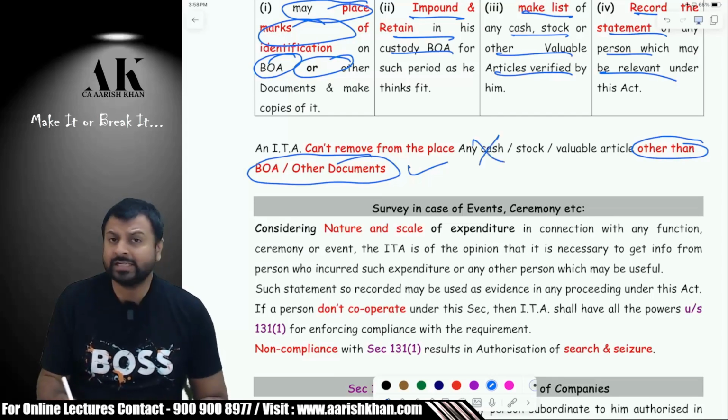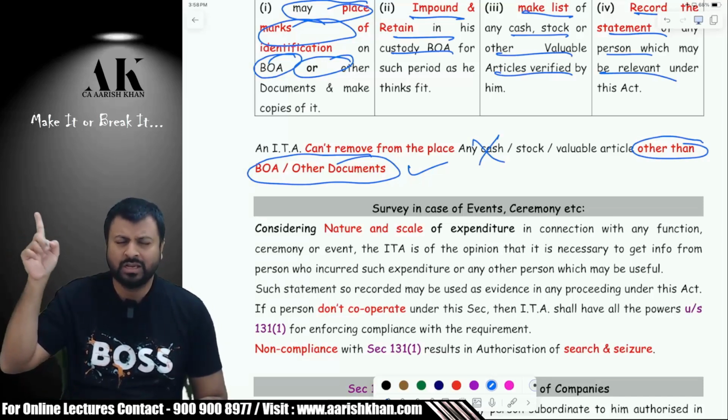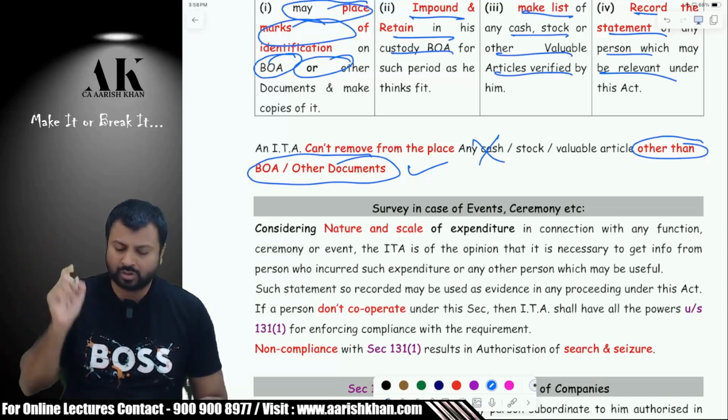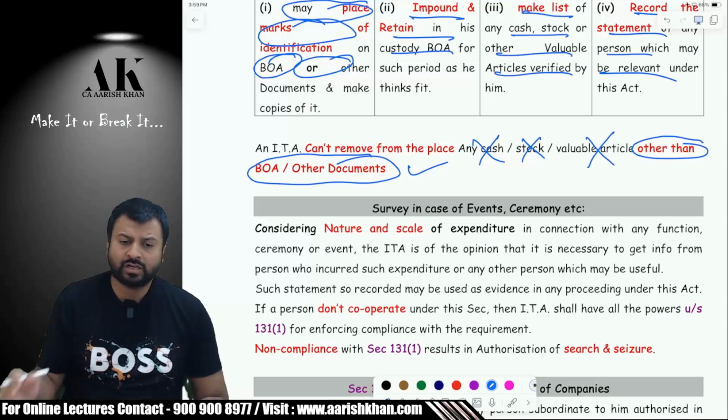They cannot take cash in survey. For that they have to do search and seizure. In search and seizure they can seize away everything except stock. They cannot take stock over here. They cannot take your other valuable assets and articles. It is not allowed to them, okay.